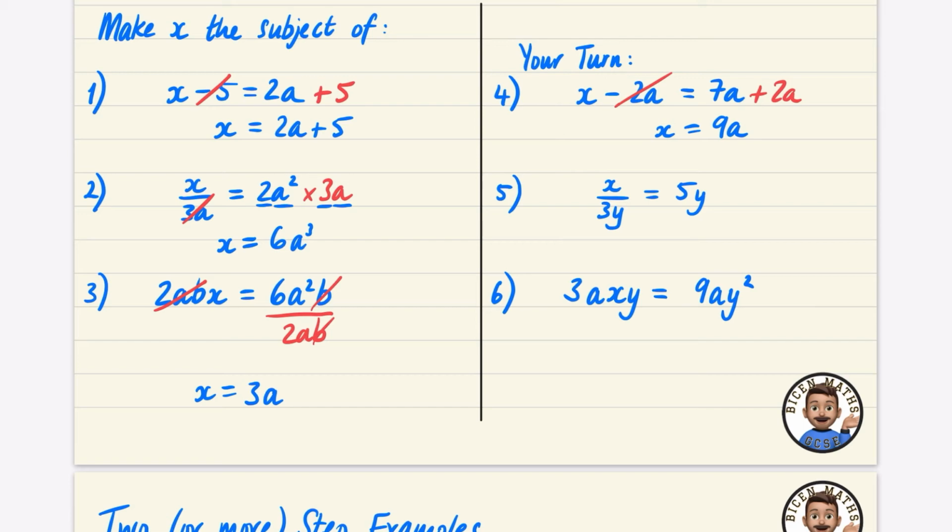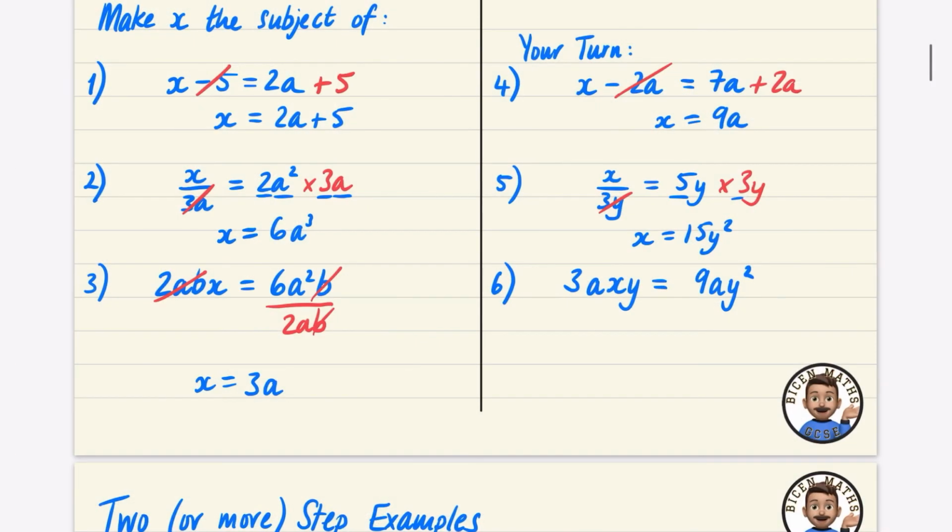Again, I want to make X the subject, so I'm going to multiply by this 3Y, and that means I'm going to multiply it up here. So X is equal to the 5 times the 3 gives the 15, and the Y times the Y gives the Y squared.